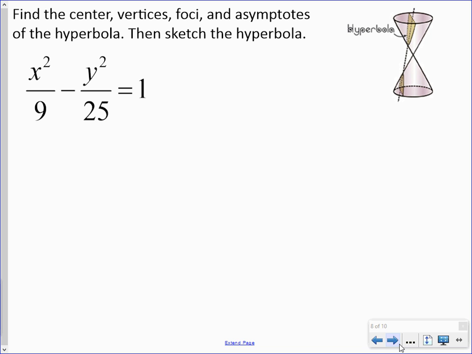I start this a lot like I start my ellipse. I want to know where to count out from. So I want to know what's my center point. What's my center point here? 0, 0. Oh, I love that. That's easy. So I'm going to plot that.